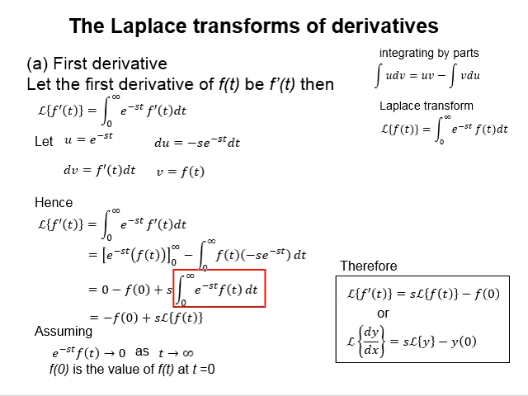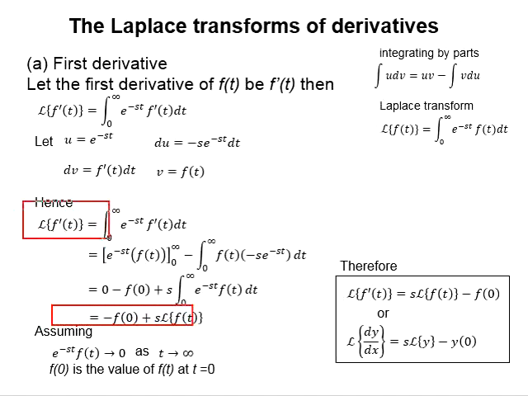This is in fact the original equation of the Laplace transform, which can be presented in the notation of Laplace transform of f(t). As for this function here, substituting the upper boundary minus the lower boundary, e to the power of infinity will give you 0. That gives you 0 minus f of 0. That gives you this solution.